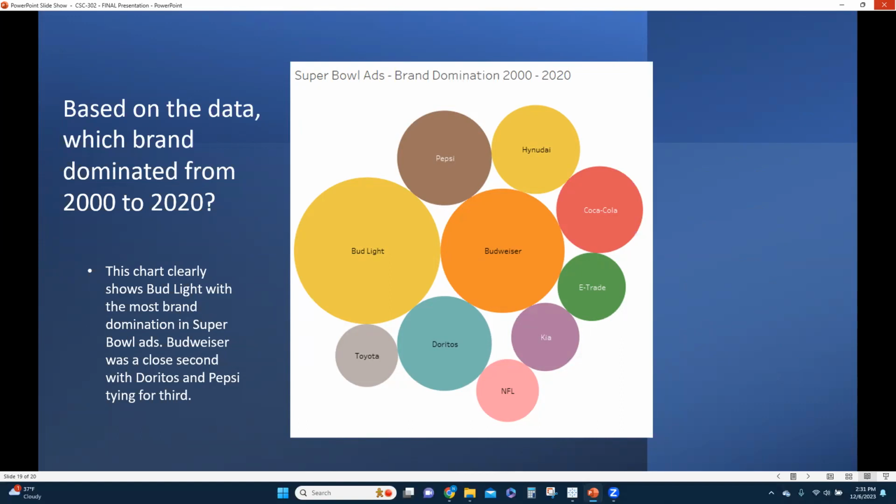Now, this graph shows a different way. Instead of looking at a bar graph, it shows how to visualize the data in size, right? So, you see Bud Light clearly has the bigger bubble there. Budweiser, Pepsi, Doritos, Hyundai and Coca-Cola all have a very similar size bubble. And then the last 4 are all a lot smaller. But it definitely shows domination in this type of visualization. And Bud Light and Budweiser really are taking both of those categories.